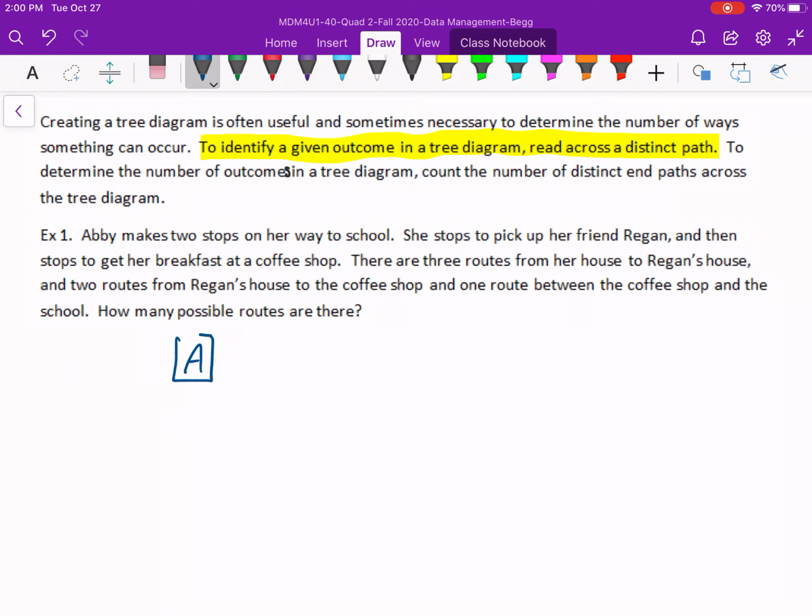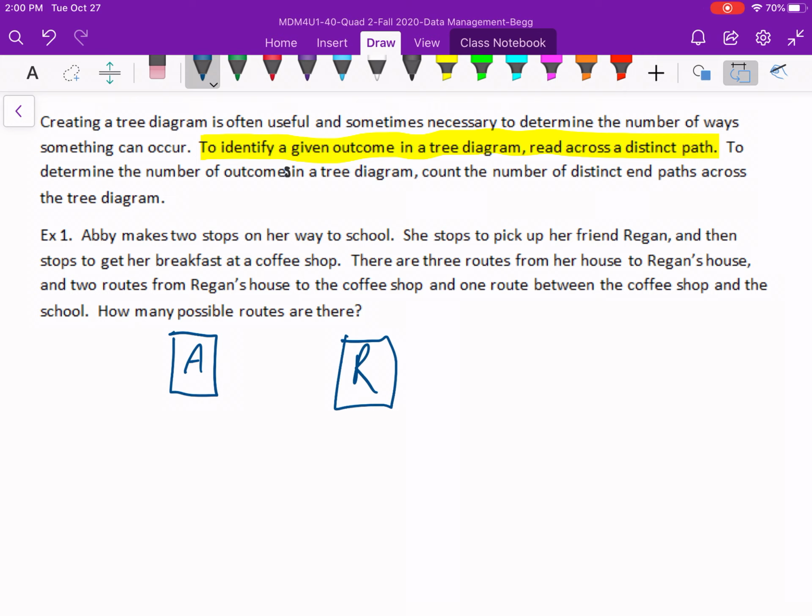Okay, here's Abby's house. Well, let's draw it as a nice little box. Okay, that should have been a box. Try one more time. Strange. Anyway, there's Abby's house, and she wants to go to Reagan's house. Didn't work that time either. How disappointing.